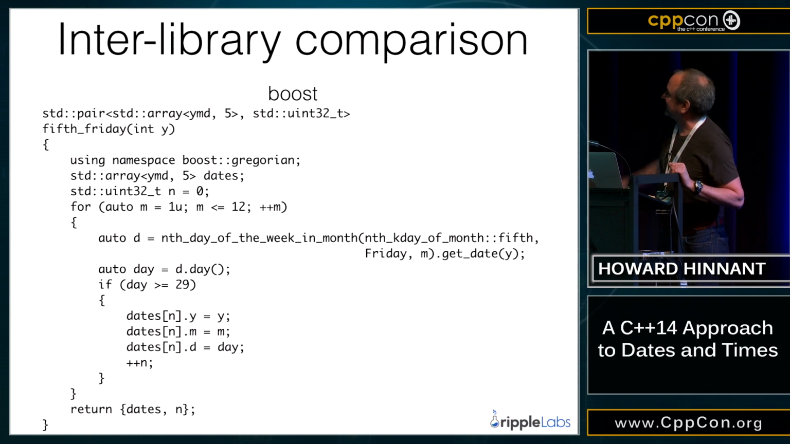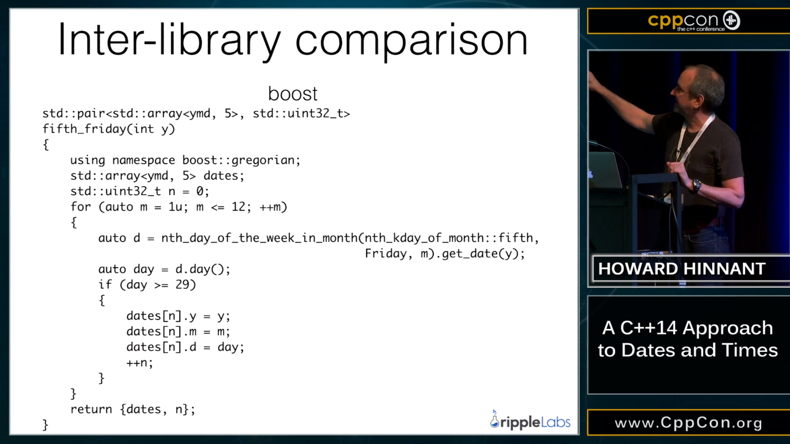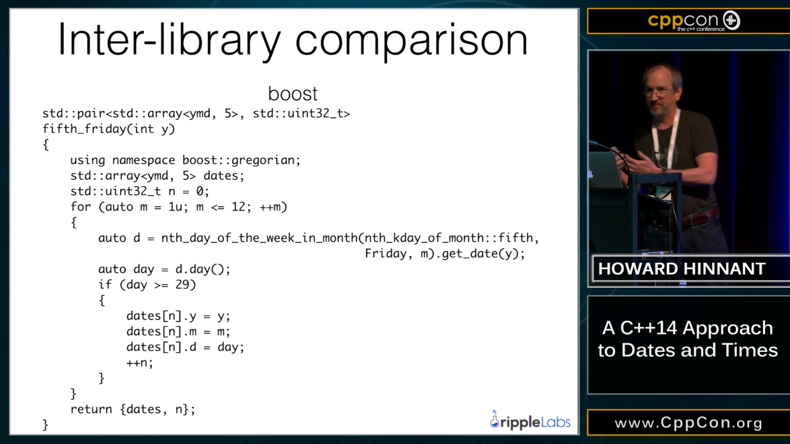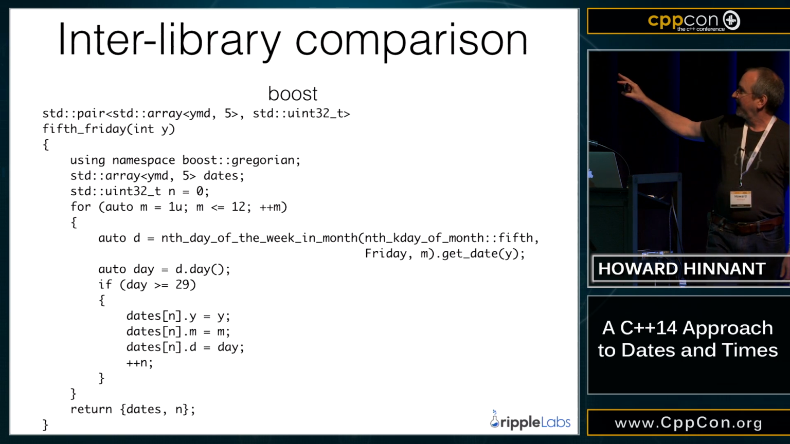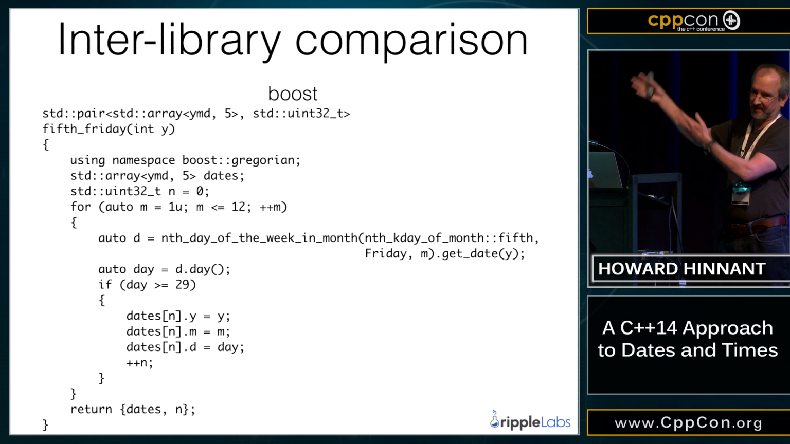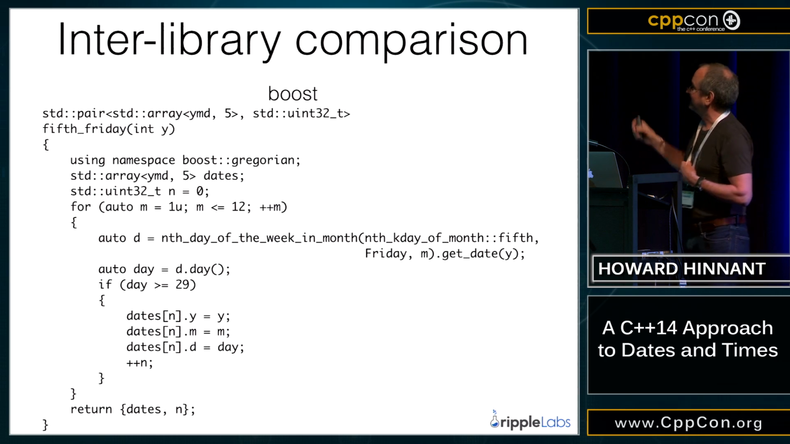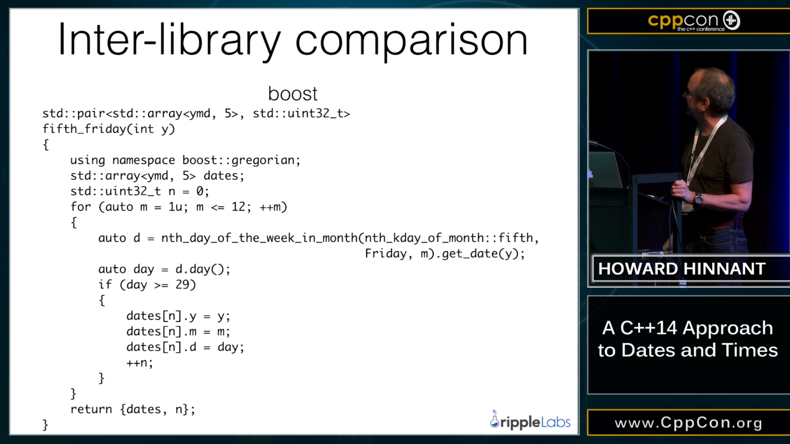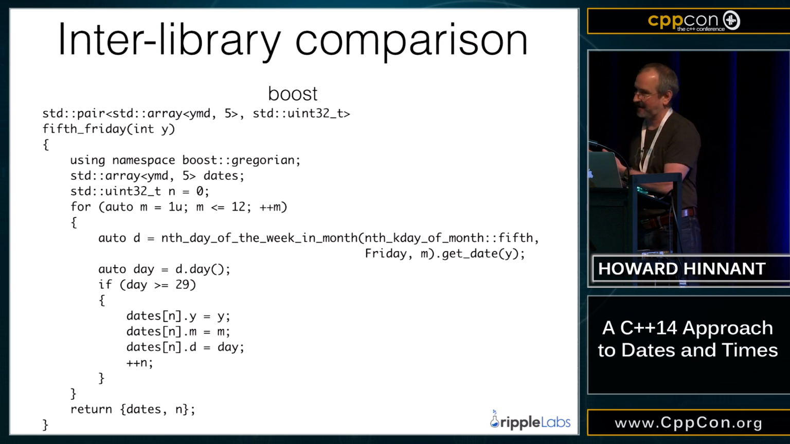Next, I sent this off to Jeff Garland, who wrote Boost, and he sent me back a couple of suggestions to do it a little better, and I've incorporated those here. And I'm doing more what you would expect here. You get the year from the input, you loop over the 12 months. Boost has this nth day of the week in month where I can ask for the 5th Friday of the month, get the day out of that.